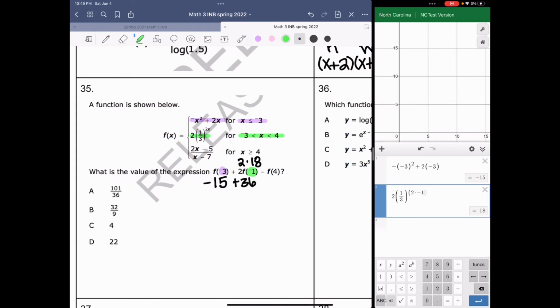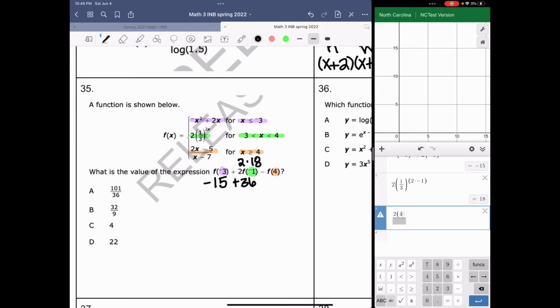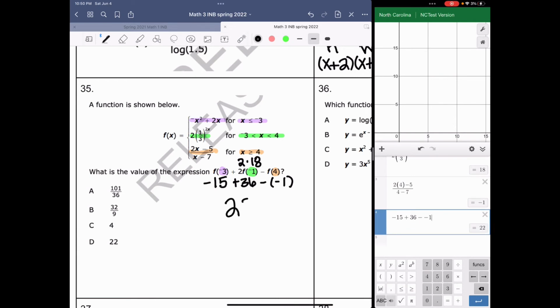And then for the last one, we have positive 4. Well, this one is equal to 4, so we're going to plug it into that one. Now, it may not always happen where you plug it into every one. You need to check the domain that's given. So we have 2 times 4 minus 5. And then we have 4 minus 7. And that's going to give me minus negative 1. And then I just figure out the whole thing. So we have negative 15 plus 36 minus negative 1. And I got 22.